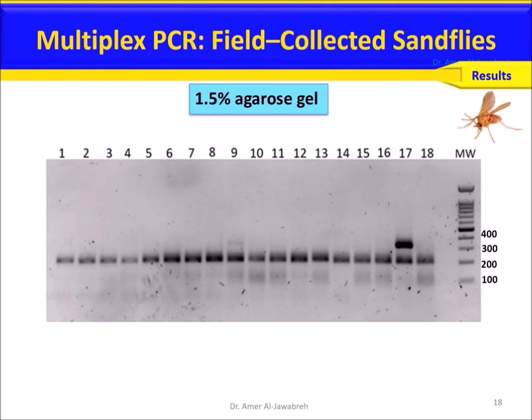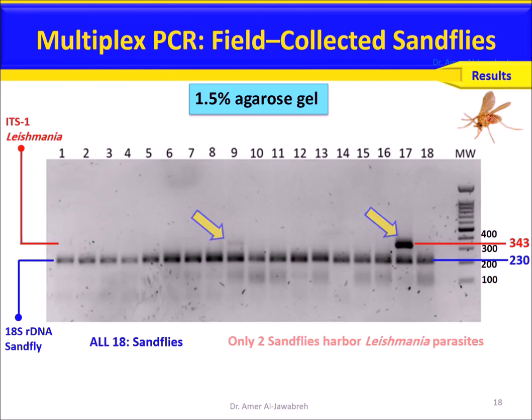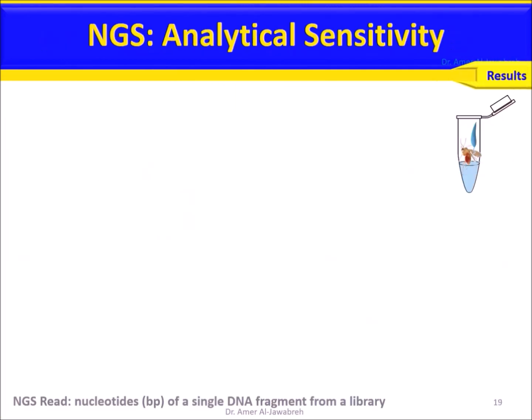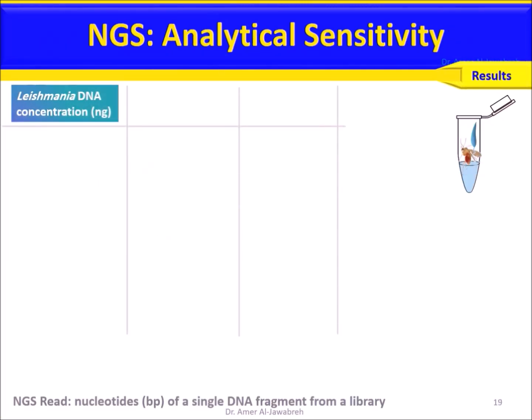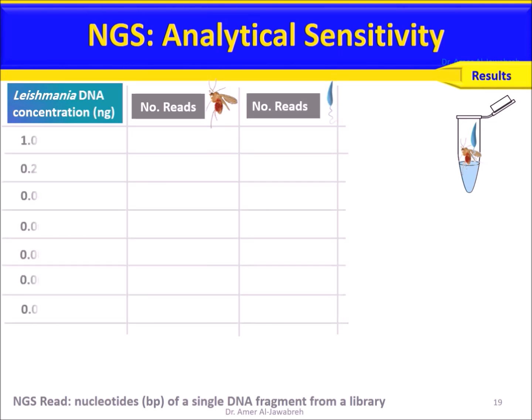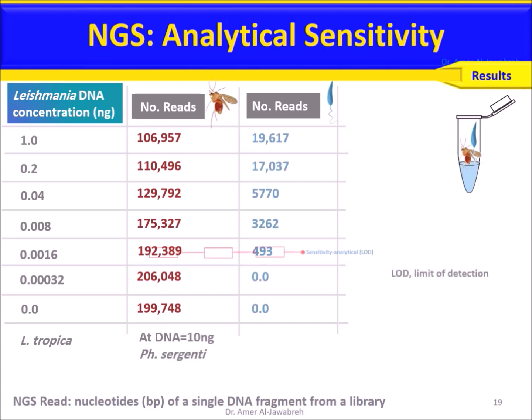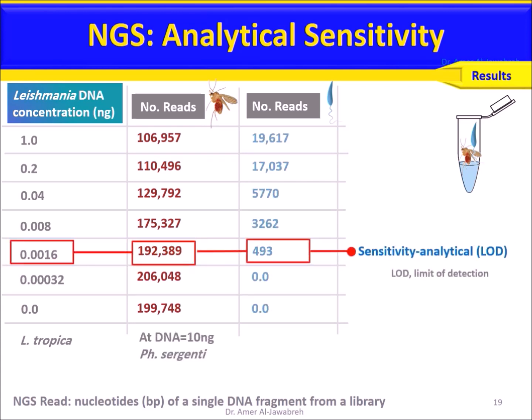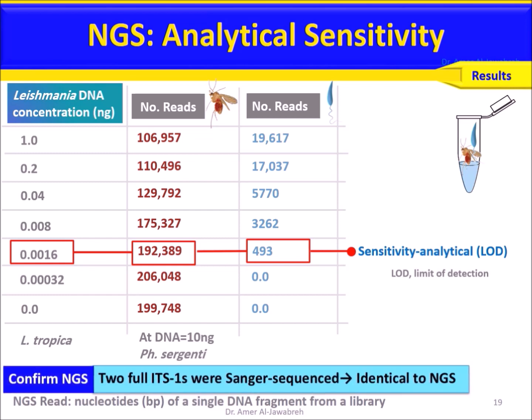Results: multiplex PCR, field-collected sandflies. Here, the gel shows 18 sandflies at 230 base pairs, and only 2 Leishmania bands at 343 base pairs, indicating 2 Leishmania-infected sandflies. Analytical sensitivity. The table shows the minimum detectable number of reads of Leishmania as 493 reads, which corresponds to 0.0016 nanogram, 1.5 femtogram of Leishmania tropica. To confirm NGS, 2 full ITS1s were Sanger sequenced, which were identical to the NGS sequences.